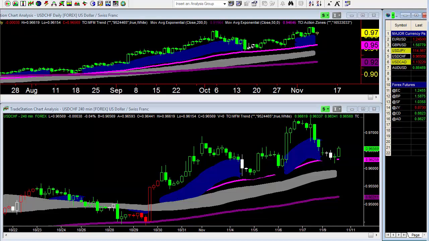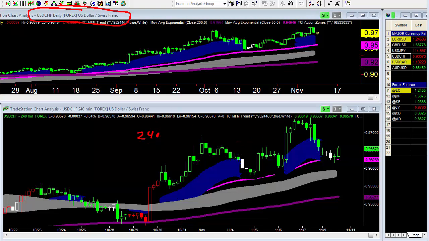The first one I want to talk about is the US dollar Swiss franc. The symbol is USDCHF. We've got a daily chart in the upper window and a 240-minute chart in the bottom window.